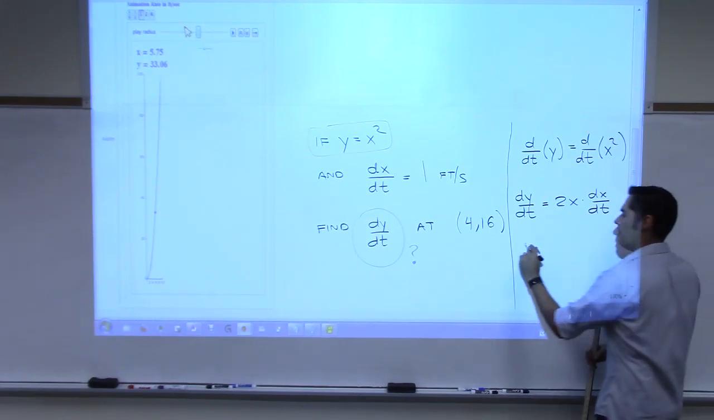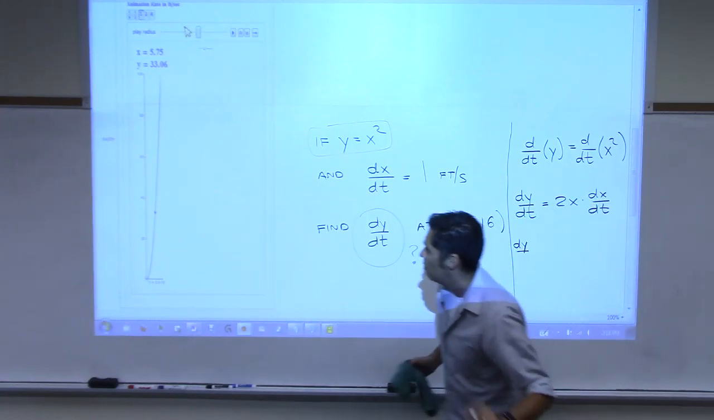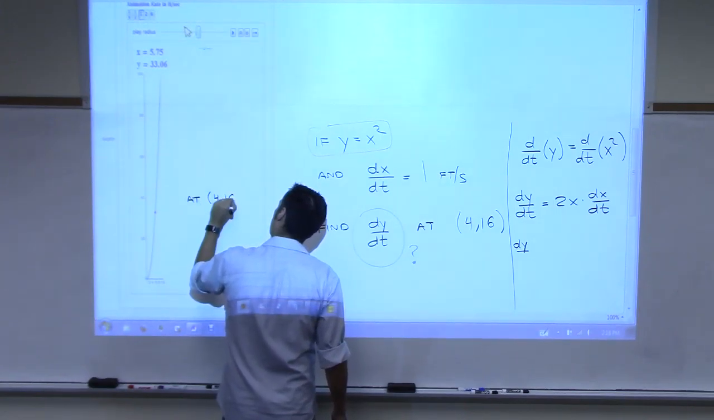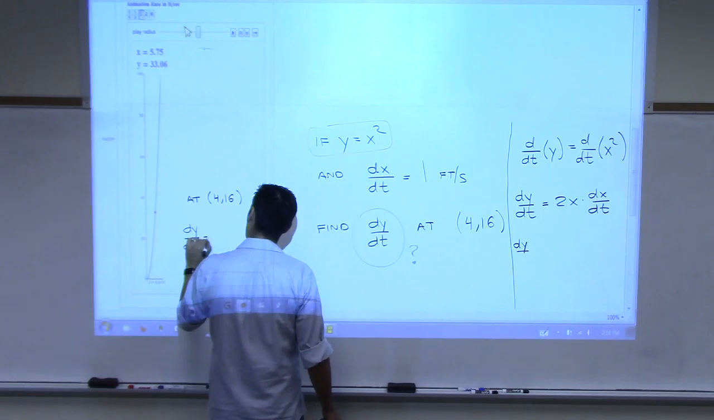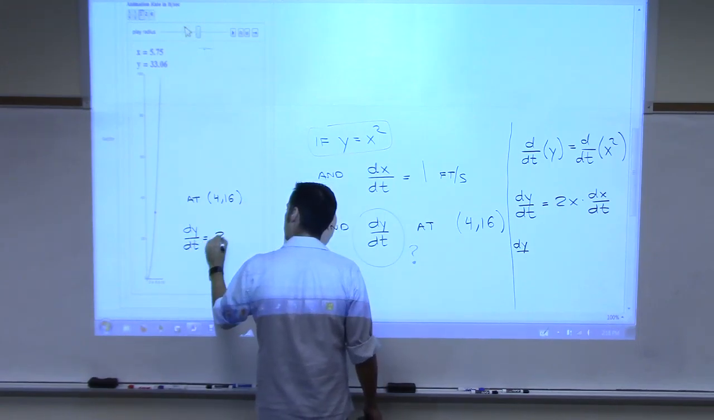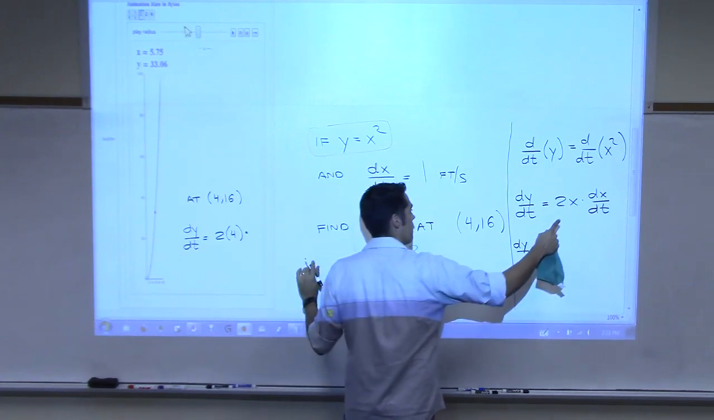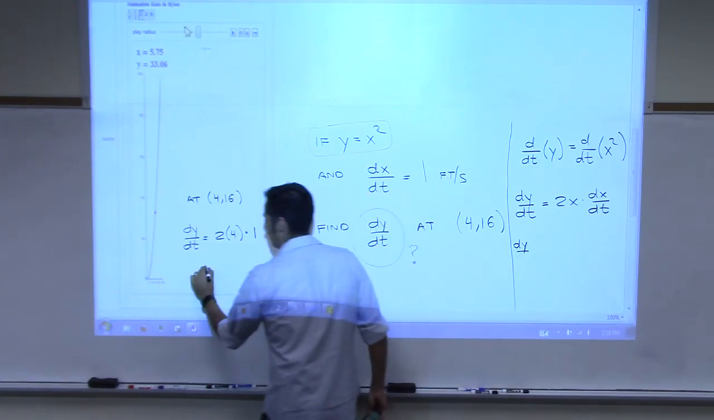So what is, well, I should do it over here. So at the point (4, 16), dy dt will be equal to 2 times 4 times what? 1. Which is 8 feet per second.